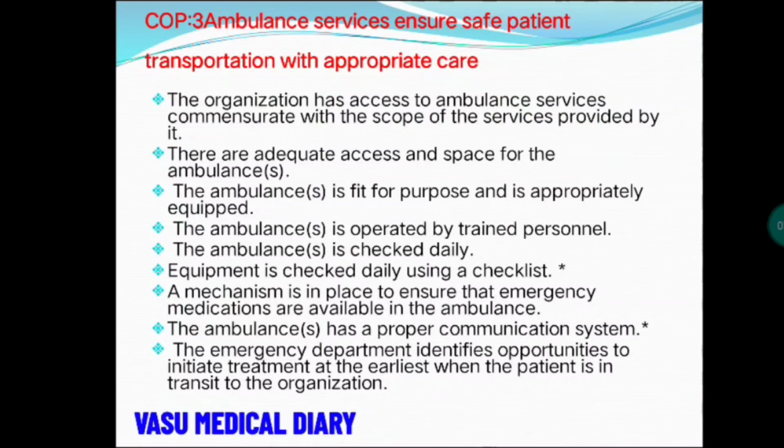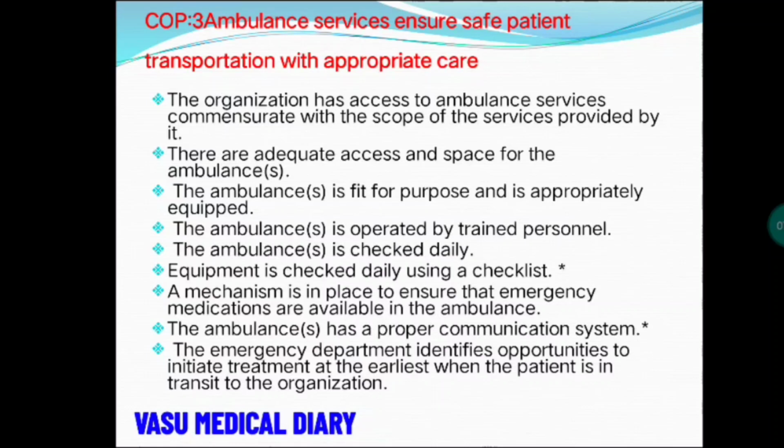Third standard, ambulance service ensures safe patient transportation with the appropriate care. The organization has access to ambulance service commensurate with the scope of services provided by them. So if you have a list of scope of service, then based on that, for example, if you have a cardiac service, you should have an ambulance round the clock to receive MI patients. Same like that, for example, if you have neonatal services, if any preterm babies are there, you should be able to shift them immediately for tertiary care. All those things should be kept in mind.